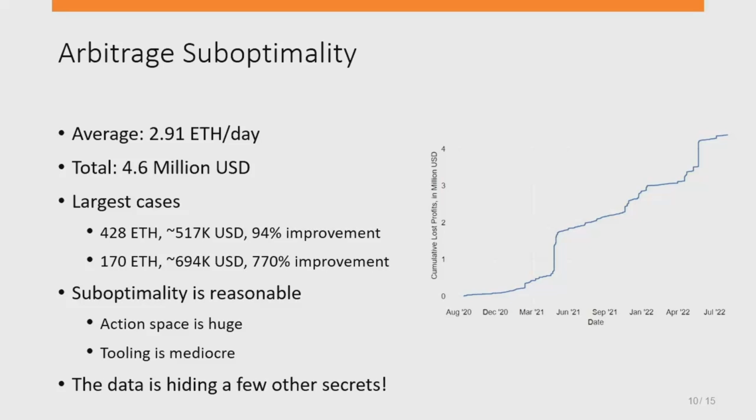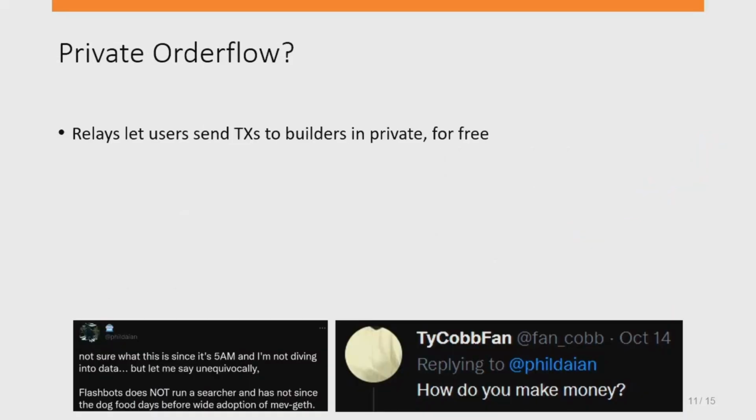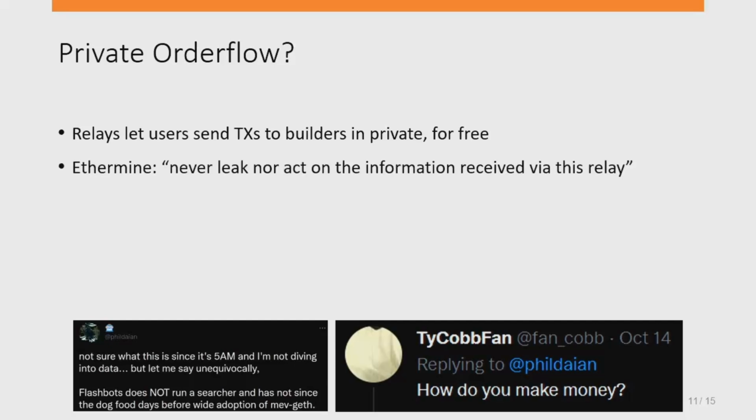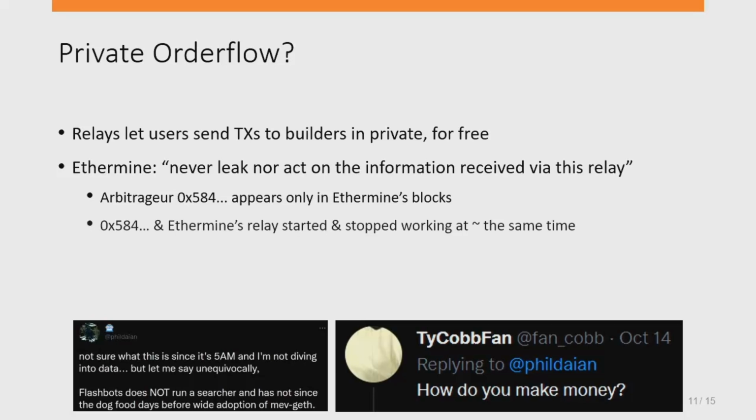We measured this type of suboptimality over some period of time, and we found that transactions are suboptimal by about $4 million, which again is not a lot, and maybe less interesting. But the nice and interesting thing we did find out was that Ethermine, which was the largest Ethereum pool back at the time, around the time they started their private transaction relay, an arbitrageur suddenly appeared. That arbitrageur only created transactions that appear in Ethermine's blocks. And when Ethermine closed their relay, that arbitrageur also suddenly stopped working.